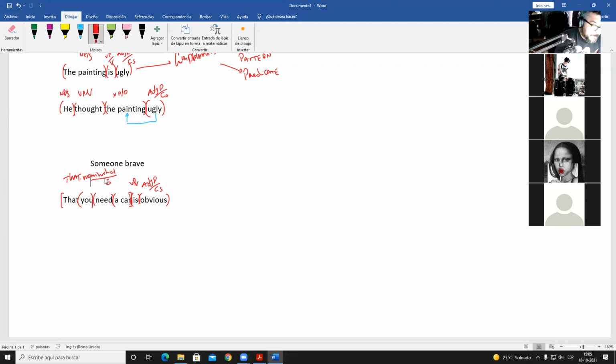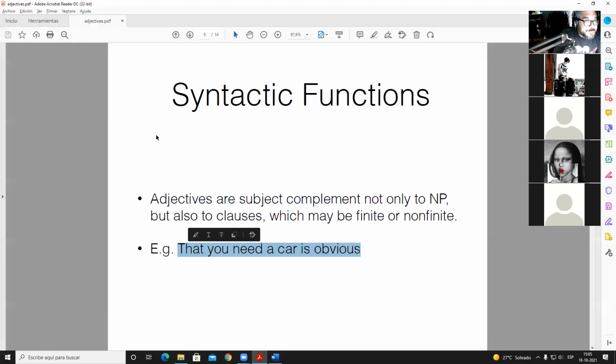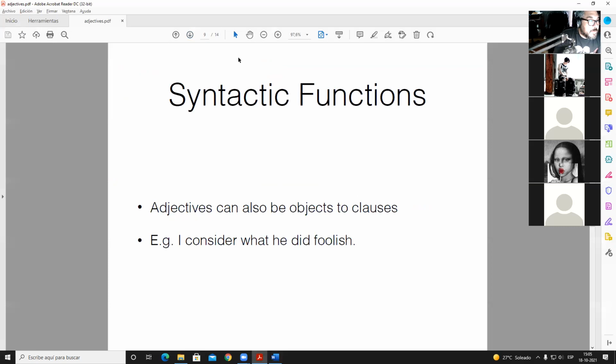That nominal clause. Okay, let's move on. Number 9, syntactic functions. Adjectives can also be objects to clauses.